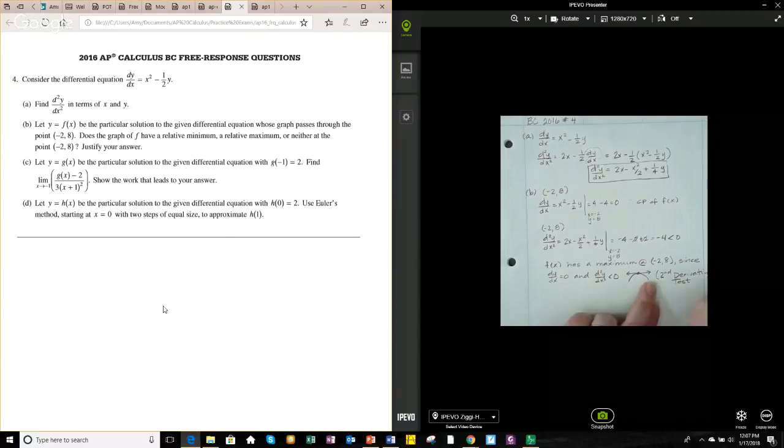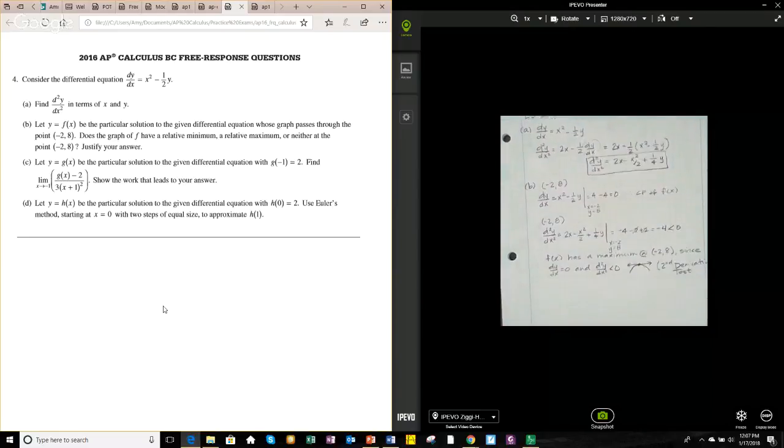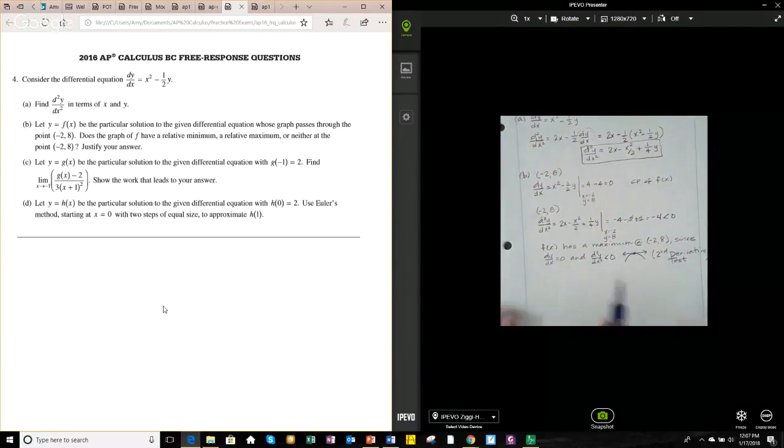So if it's a critical point and it has concavity that is down, then the only place the tangent line can be is on top, and therefore it's a maximum. So this would be our answer. All right.